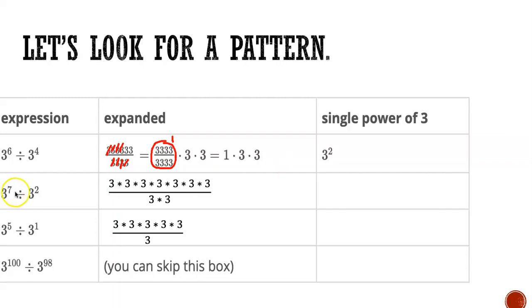So we're left with 3 times 3, which is 3 squared. We can do the same thing in the next example, 3 to the 7th divided by 3 squared. First expand, and then divide two 3s on the top with two 3s on the bottom, and we would be left with 3 to the 5th. In the next example, same thing. One 3 divided by one 3 on the bottom equals 1, so we are left with 3 to the 4th.